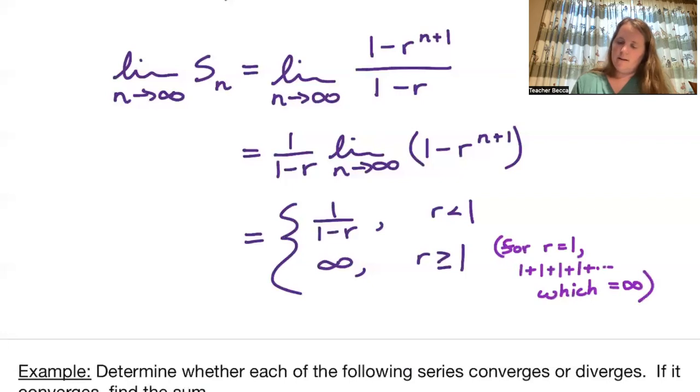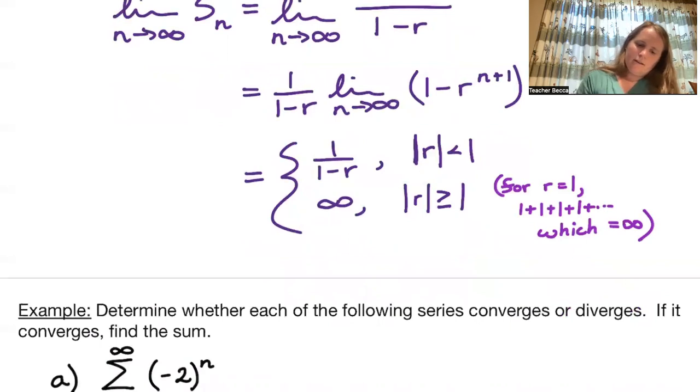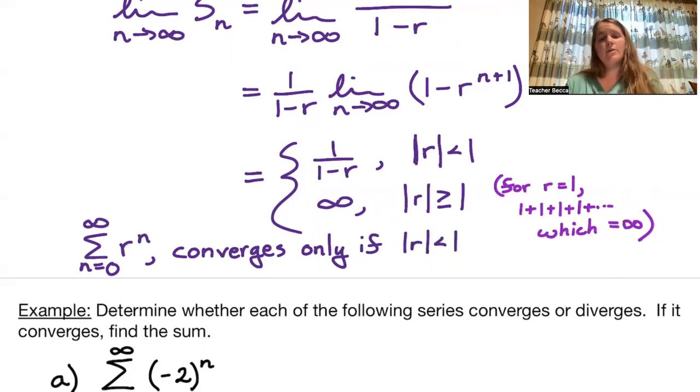So what we have is, oh, I should say, for absolute value of r less than 1, we have convergence, and for absolute value of r greater than or equal to 1, we have divergence. So again, the sum from n equals 0 to infinity of r to the n converges only if the absolute value of r is less than 1. And if it does, then it converges to 1 over 1 minus r.